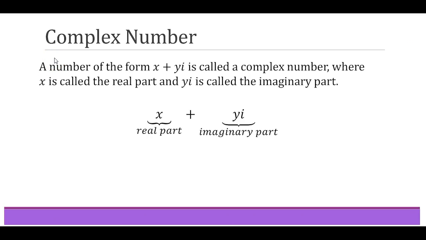Let's finally take a look at what a complex number is. We've been talking about the imaginary unit, but the imaginary unit is just a part of a complex number. So a number of the form x plus yi is called a complex number, where x is called the real part and yi is called the imaginary part. So if I have x plus yi, that whole thing is a complex number. And we break it down into the real part, the part without the imaginary unit, and the imaginary part, the part with the imaginary unit.